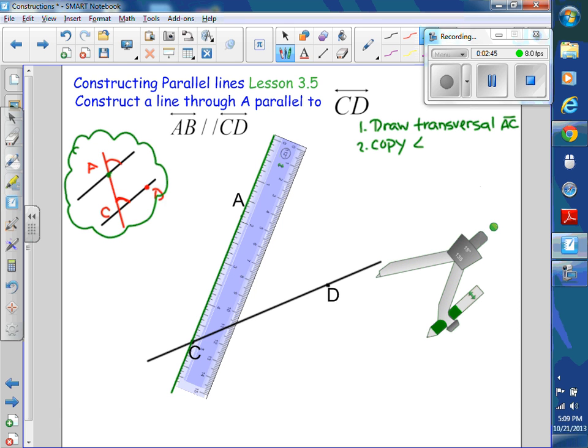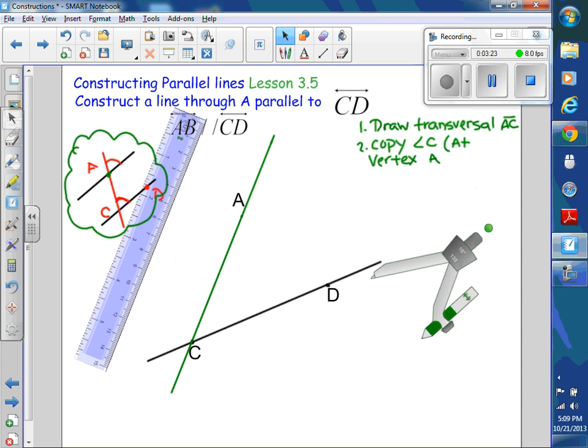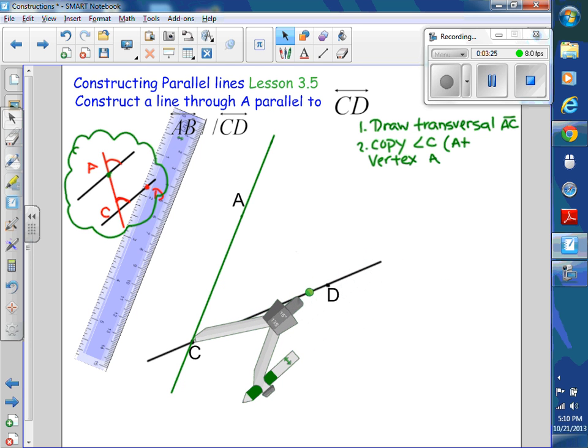And then your second step is to copy angle C, and you're going to copy it with vertex A. So I'm going to copy an angle with my compass. That's one of the constructions we learned last week.